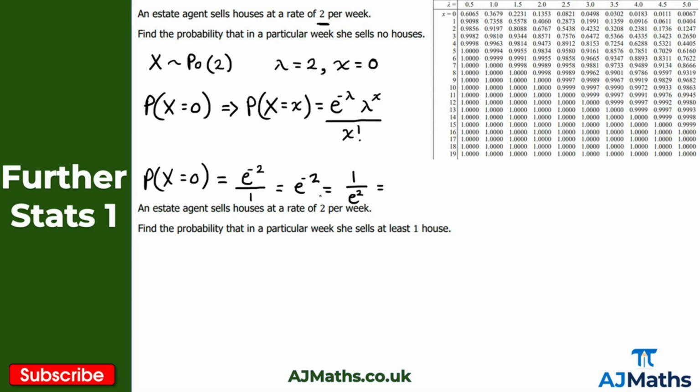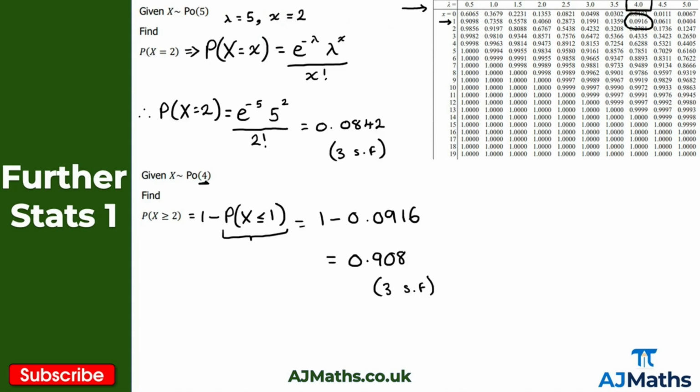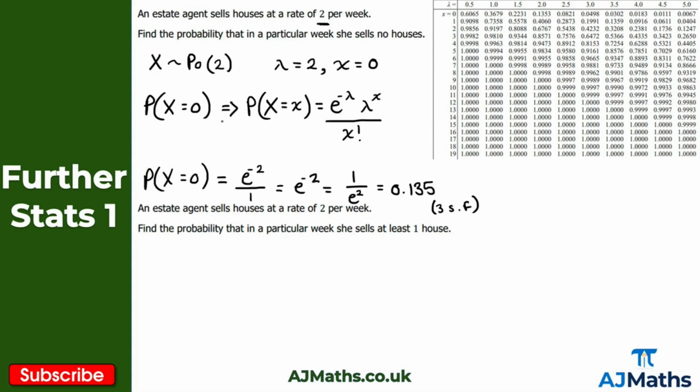So I just need to put this into my calculator, and what you should get here is 0.135. Okay, and again, this is 3 significant figures. And there we have it. So like I said, you will be given context, but it's about translating that into a problem that looks like this. Essentially getting rid of all the context and making it mathematical.